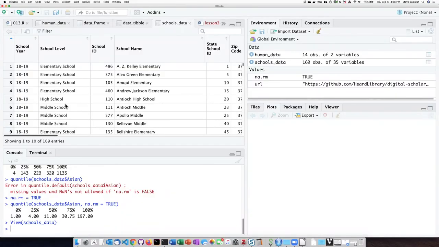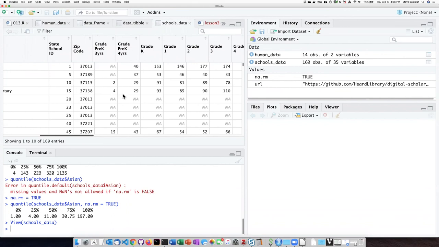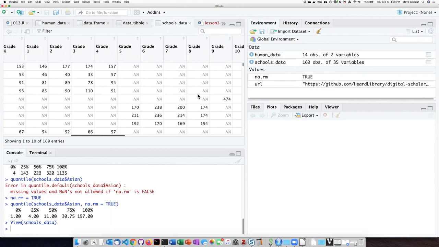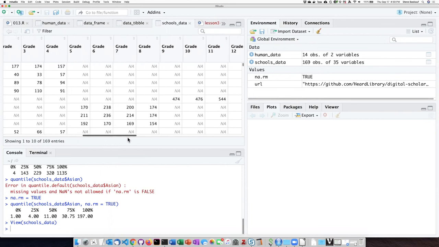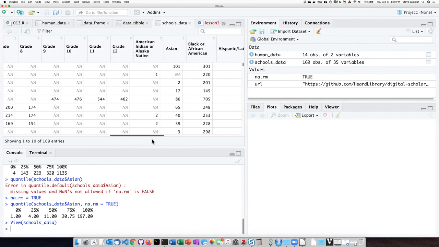So here we see an example of Antioch High School. If we look at the values for grades K through 4 all the way up to grade 8, Antioch High School does not have any values, and it shouldn't have any values because it's a high school, whereas the elementary schools do not have any values for grades 9 through 12. So missing values make sense there.